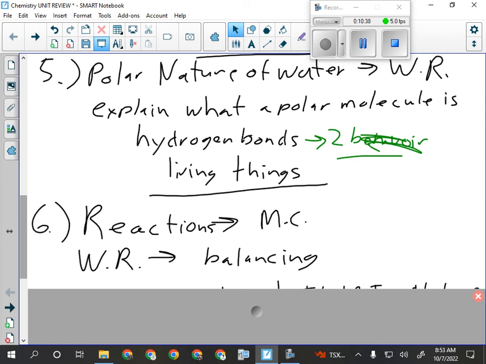So, there's a few reaction questions in the multiple choice, like which of the following would be a single replacement reaction, A, B, C, or D? Okay, so being able to identify reaction types. Understanding the signs of a chemical reaction is also something that could be in the multiple choice.